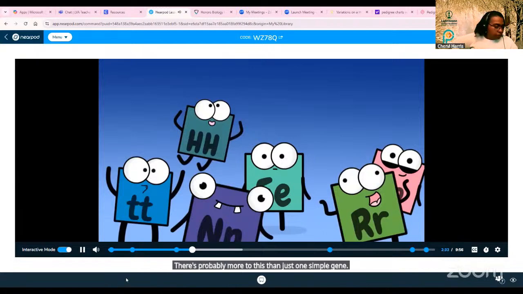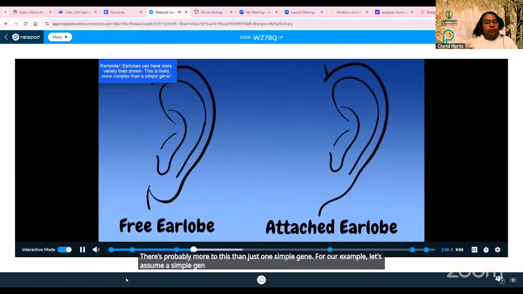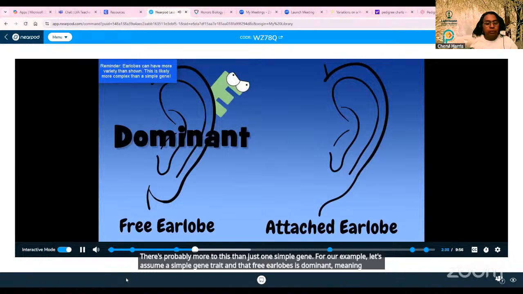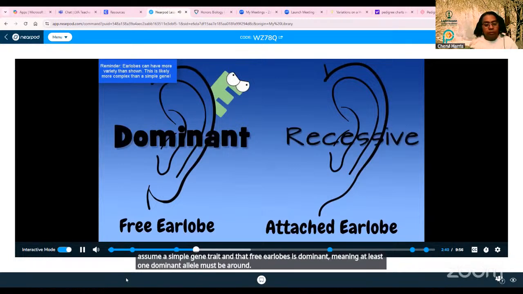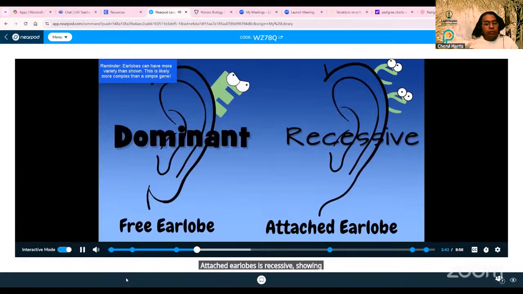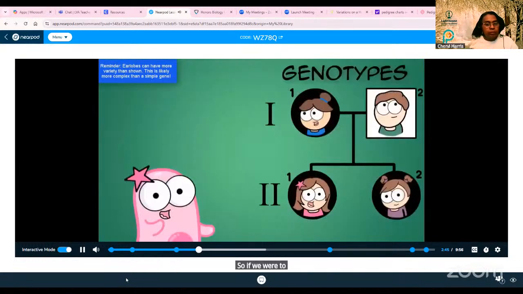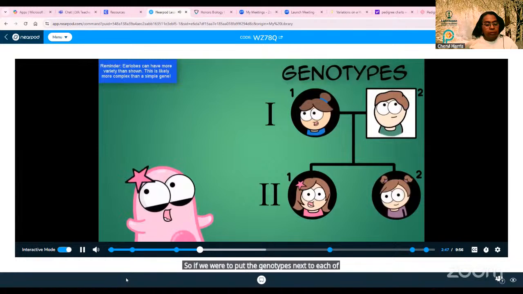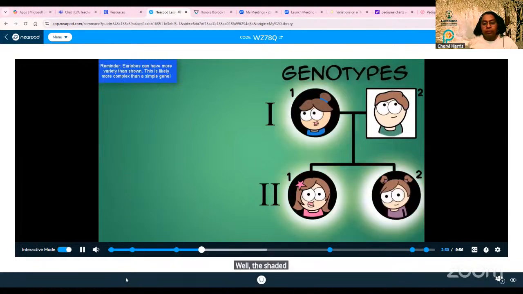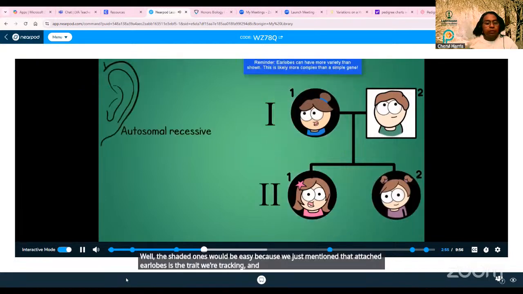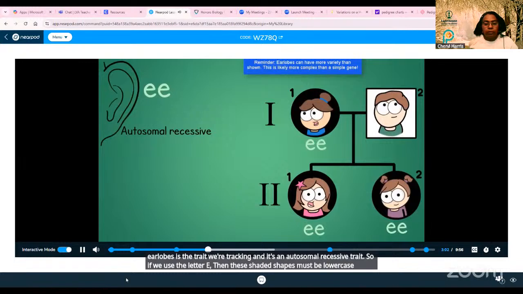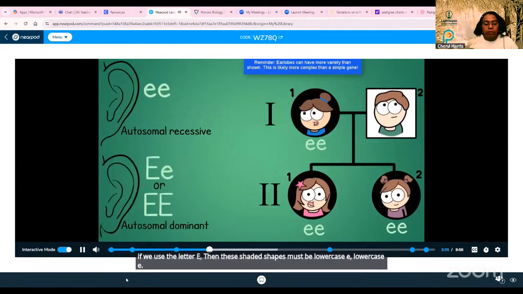For our example, let's assume a simple gene trait, and that free earlobes is dominant, meaning at least one dominant allele must be around. Attached earlobes is recessive, showing when no dominant allele is present. So if we were to put the genotypes next to each of these shapes, what would they be? Well, the shaded ones would be easy, because we just mentioned that attached earlobes is the trait we're tracking, and it's an autosomal recessive trait. So if we use the letter E, then these shaded shapes must be lowercase e. Any capital dominant letter, and the individual would have to have free earlobes and not be shaded.